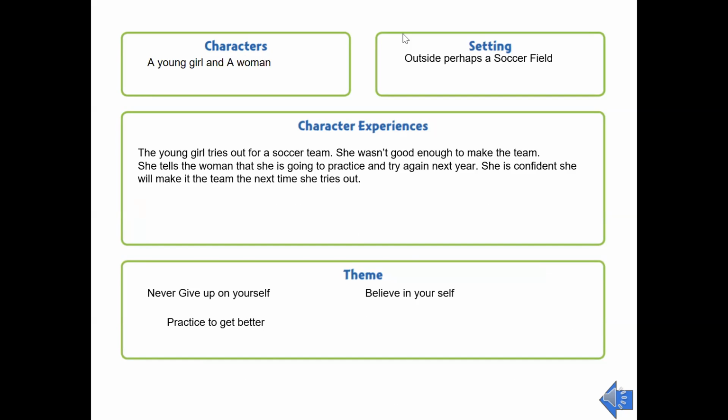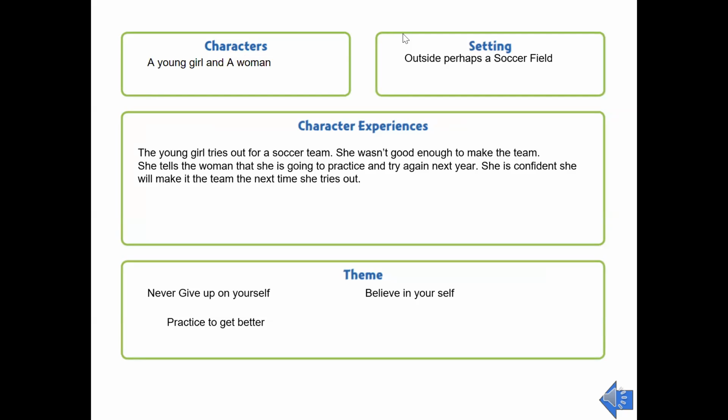The characters in this particular scene are a young girl and a woman. And we can make an inference that they're outside and perhaps at a soccer field because we see the soccer tryout sign. She's dressed in her soccer gear and she's carrying a soccer ball. So we can put those details together and make an inference that perhaps they're outside, even more so, maybe they're at a soccer field, right? Again, drawing from our previous lesson of how we can make inferences about the setting, okay?